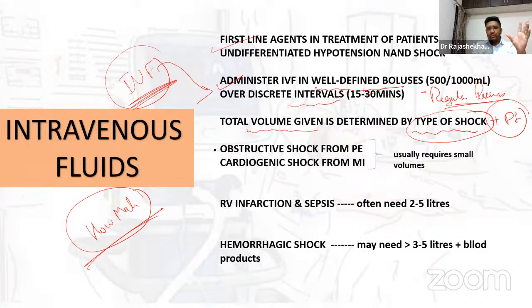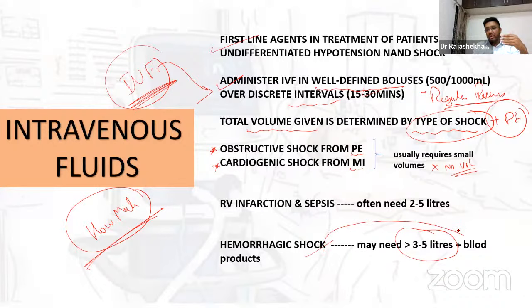So, as I told you, the volume to be given is determined by the type of shock and type of patient. If you see a patient of obstructive shock, for example from pulmonary embolism, or cardiogenic shock from myocardial infarction, these usually require very small volumes or no volume at all. Sometimes a small 500 ml can be given even if the patient is in cardiogenic shock, but fluid is not the very important thing here. That is what you should understand. Whereas if the patient has hypovolemic shock, yes, the patient may need a very high amount of IV fluids, and especially in hemorrhagic shock, there may be a need for blood products.